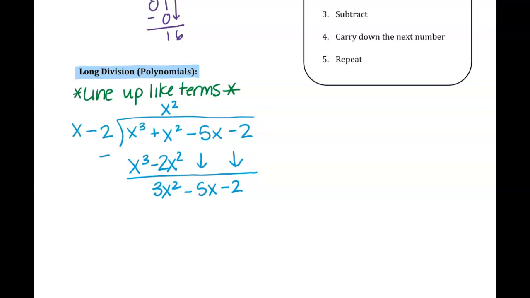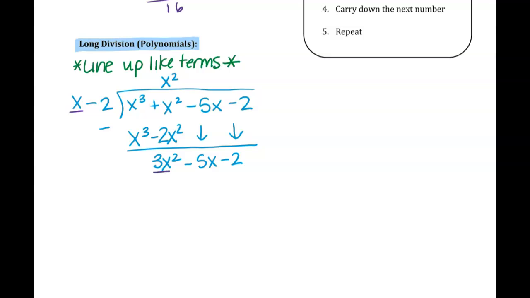Same idea again. Now x times what equals 3x squared? Well, x times 3x is 3x squared. So we put a plus 3x up here. x times 3x is 3x squared. Negative 2 times 3x is negative 6x. So that goes under the x's.